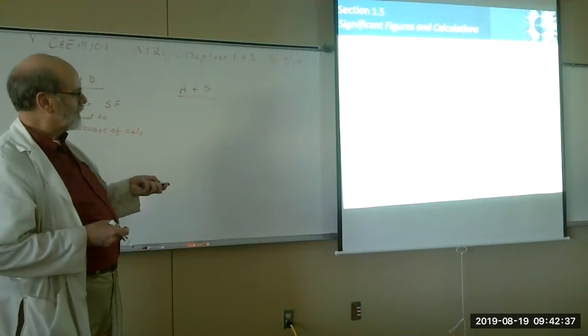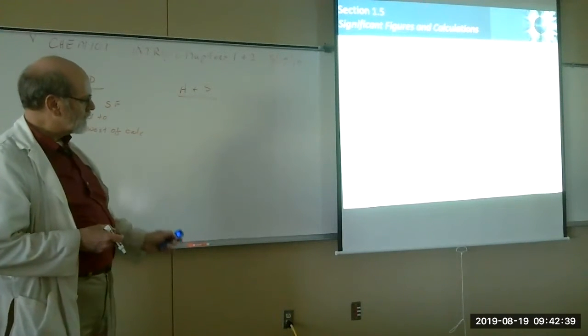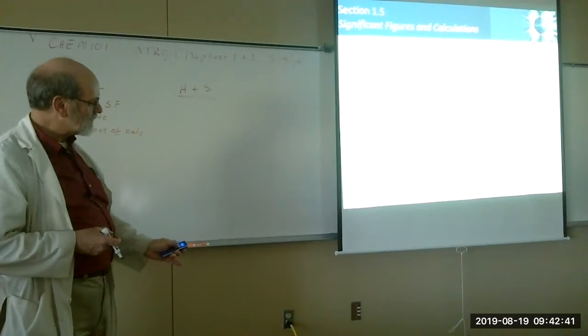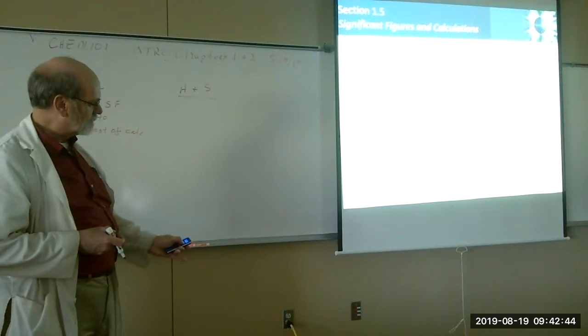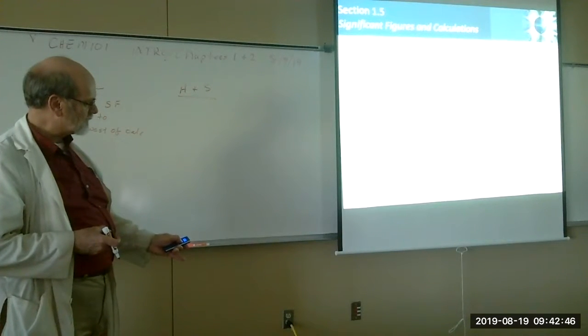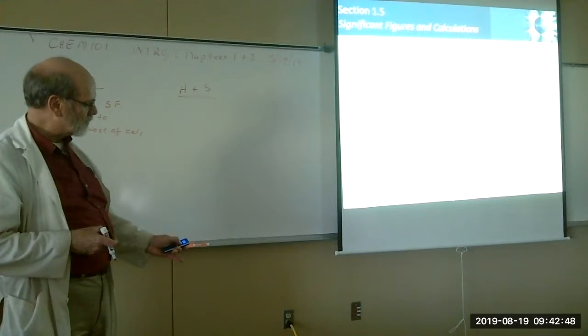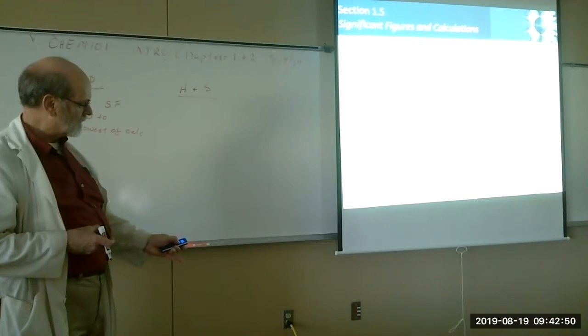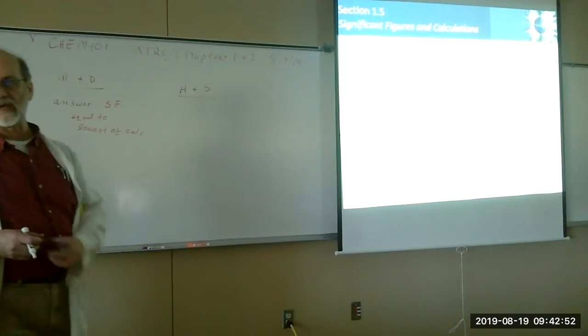Then you say, which one is the least of the decimals? Right. So you only have 2 decimal places here. So that means you round to the second decimal place. That's why this answer is 31.28. Okay.